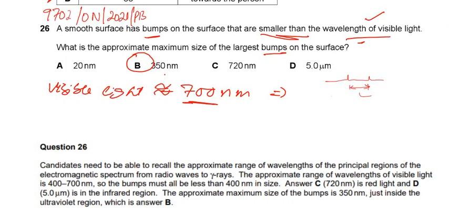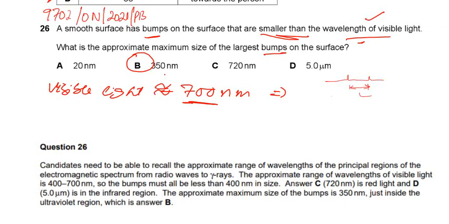9702, October November 2021, paper 1, variant 3, and the question number is 26. This question belongs to the topic electromagnetic spectrum, where you should memorize the range of the wavelengths and the frequencies starting from radio waves to gamma rays. So we should understand that the radio waves have the largest wavelength and the smallest frequency, and the gamma rays have the largest frequency and the smallest wavelength, right?